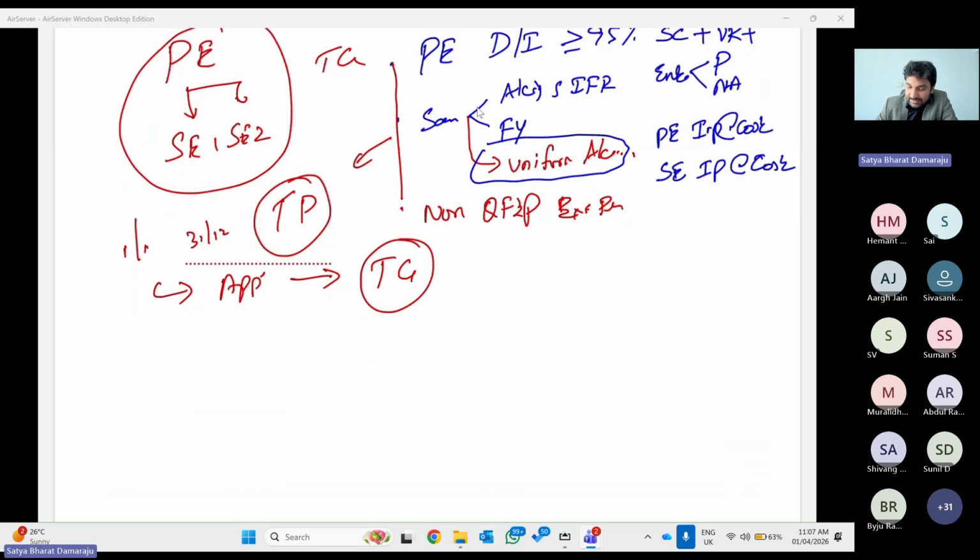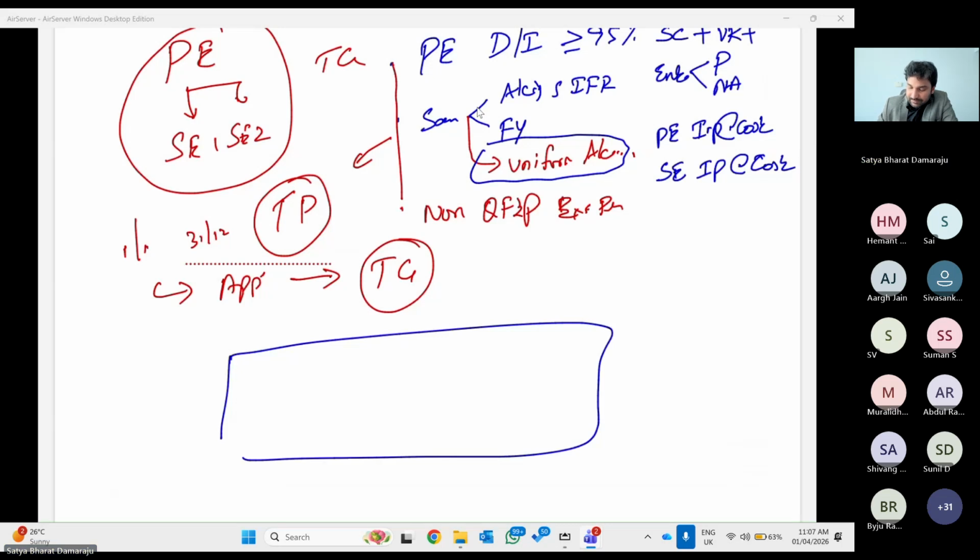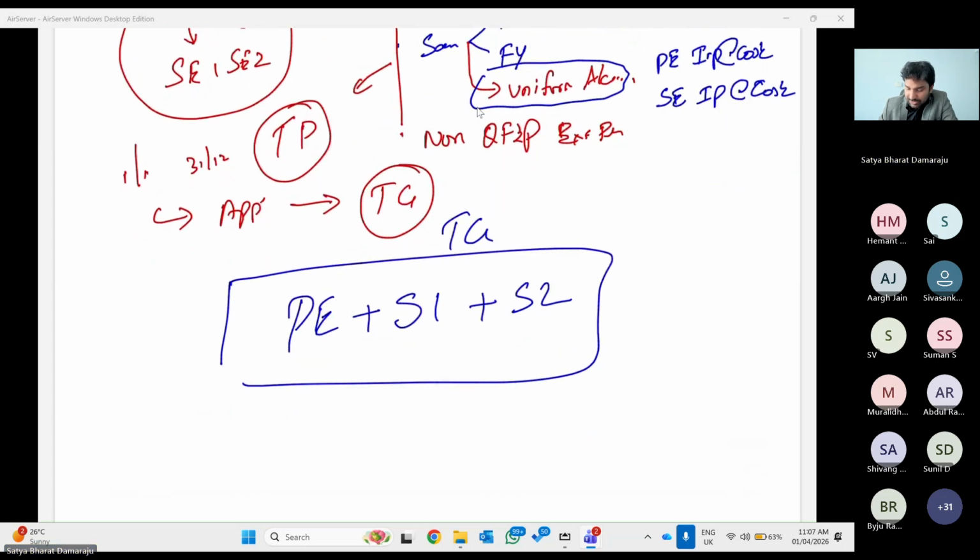Let's assume there is a tax group created with the members: parent entity, subsidiary 1 and subsidiary 2. So what is the benefit?